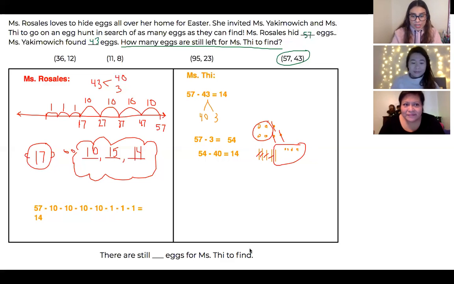So let me put in our answer here, and then we can have a volunteer read our sentence, our total. Would anyone like to volunteer? Mr. Rosales, thank you for volunteering. There are still 14 eggs for Miss T to find. Beautiful. I wonder if I'll find them. I'll sit this one out and let you find the rest, Miss T.